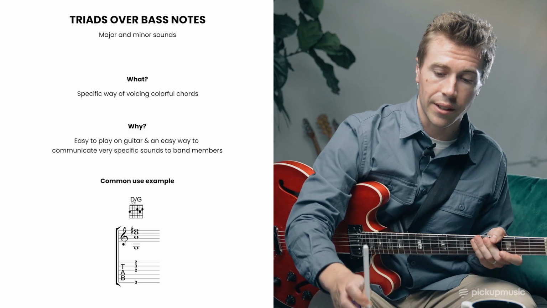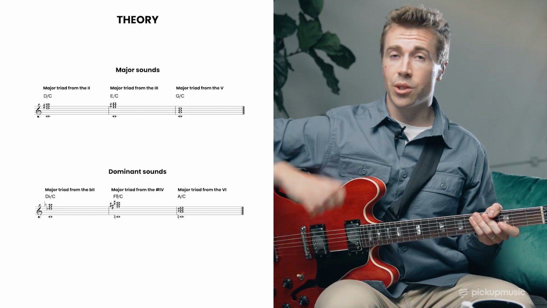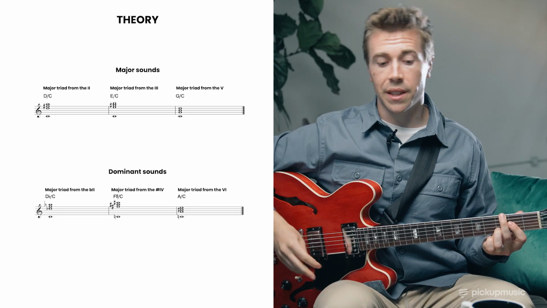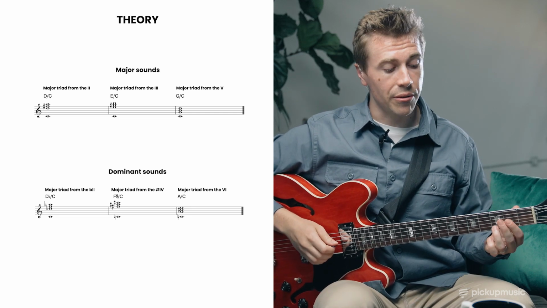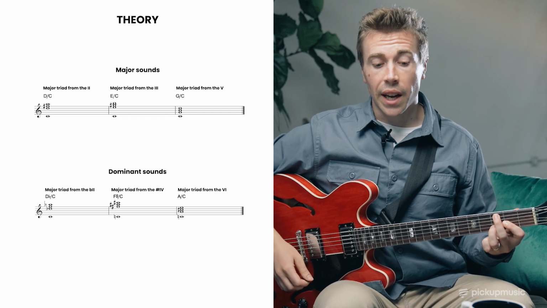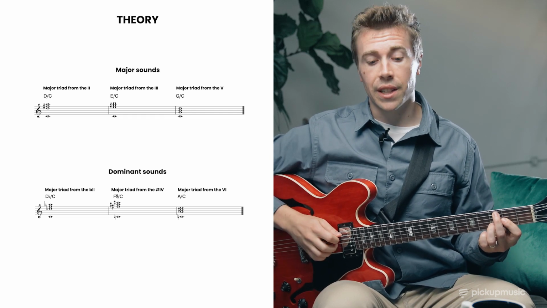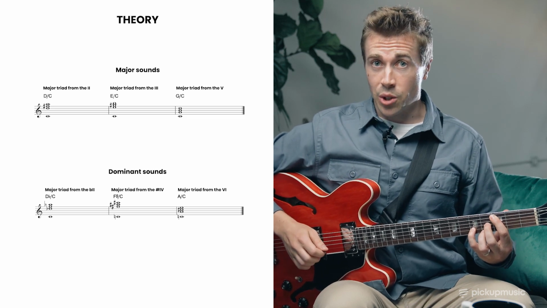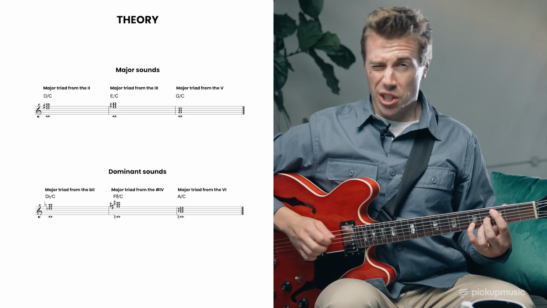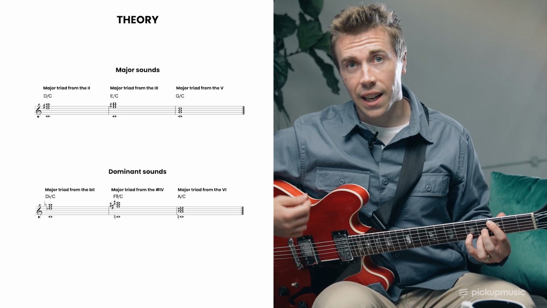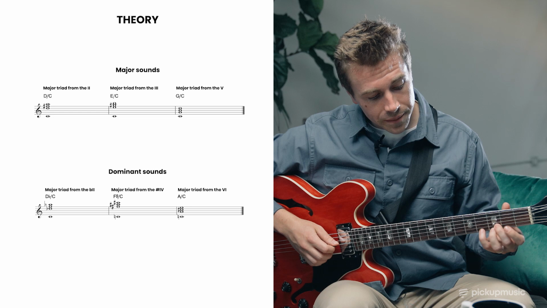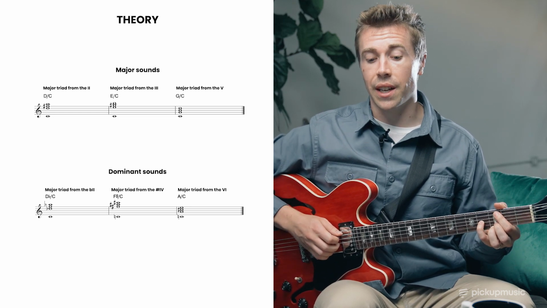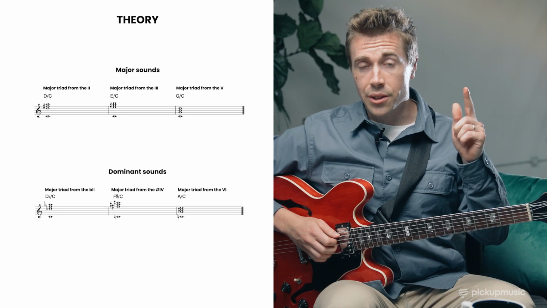So let's have a look at the theory. So you can create these triads over bass notes to do major sounds and dominant sounds. So if you did a D over a C, so a triad from the 2nd, you would get a major sound. If you did an E over C, a triad from the 3rd, you would get a major sharp 5 sound. If you did a G over C, a triad from the 5th, you would get a major sound as well.